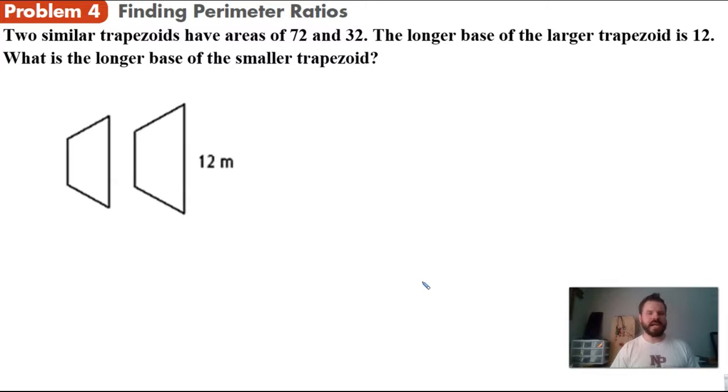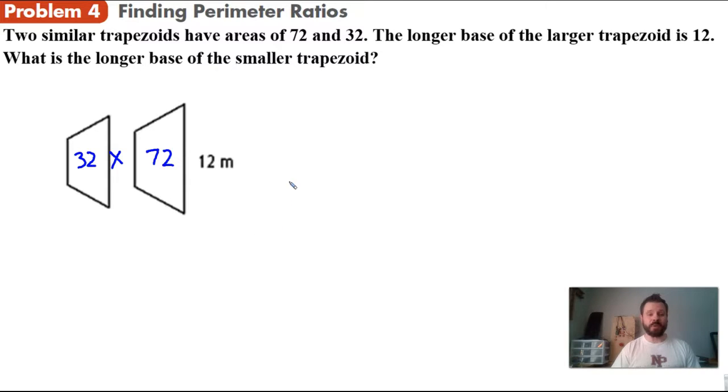All right, let's do one last problem. And this is really going to be the opposite of what we've just been doing. Okay, it says two similar trapezoids have areas of 72 and 32. We could say meters squared for this one. Okay, the longer base of the larger trapezoid is 12. Okay, what's the longer base of the smaller trapezoid? All right, so this one, like I said, is the opposite. In this case, I know my areas, 32 and 72. And I want to use that to solve for a corresponding length in x, the length of this longer base.